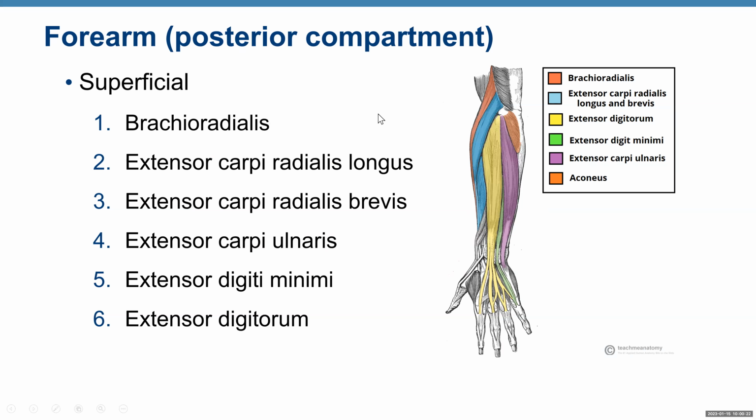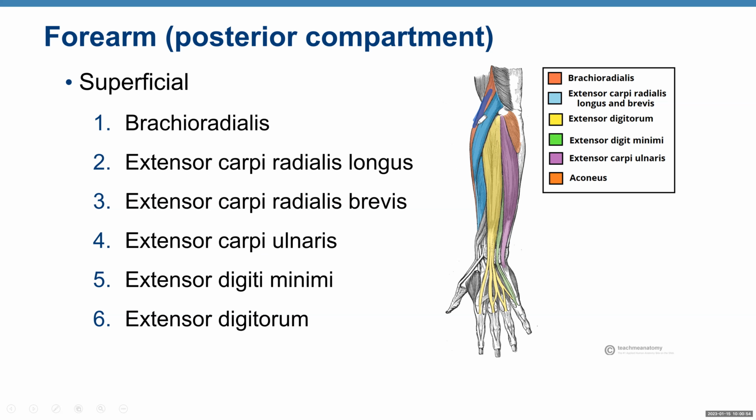Forearm posterior compartment, you have 6 superficial muscles: brachioradialis, extensor carpi radialis longus, extensor carpi radialis brevis, extensor carpi ulnaris, extensor digiti minimi, and extensor digitorum. Okay, so let's go back to number 2, extensor carpi radialis longus. Number 3, extensor carpi radialis brevis, extensor carpi ulnaris, extensor digiti minimi, and extensor digitorum. Right, so brachioradialis is this muscle here.